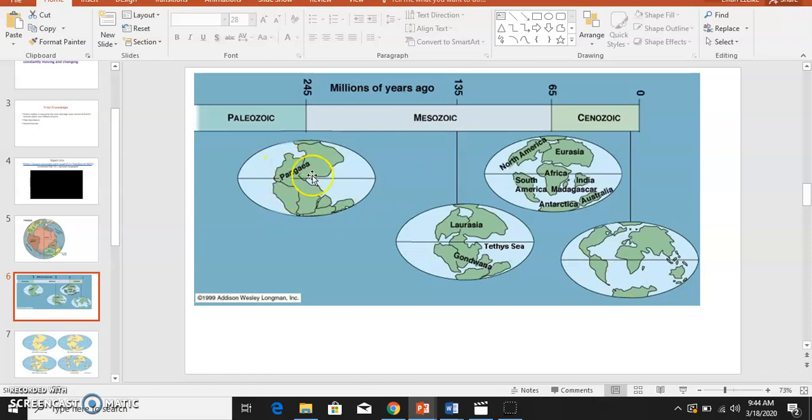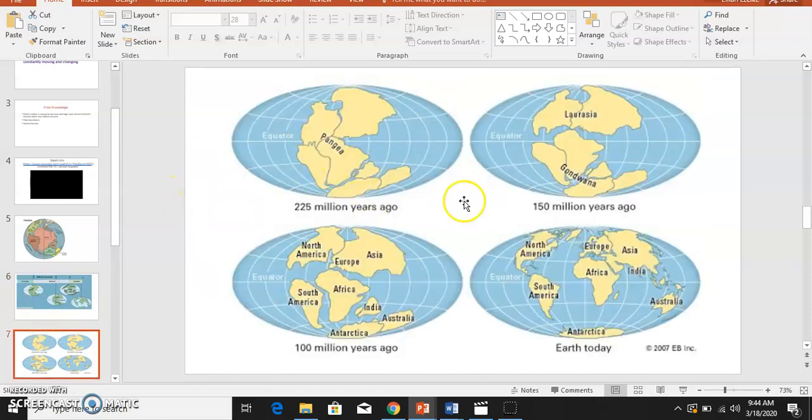Now you see here they were all combined. That's the Pangaea, or you call it the supercontinent. But over here, what we have on the Earth today is like this. Now if we look at it more clearly, you can see all the continents represented. This is 225 million years ago. This is 150 million years ago. This is 100, and the Earth today.